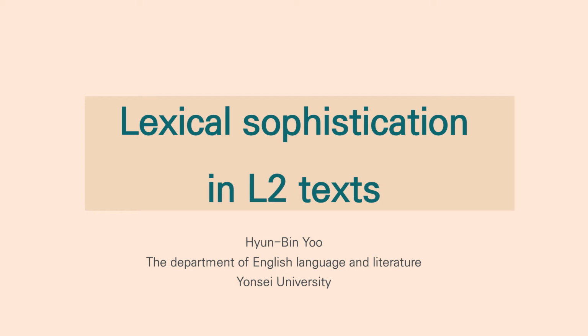Hello everyone, in this video I'm going to talk about lexical sophistication and how to measure lexical sophistication in L2 texts using an automatic tool, TAILS. L2 means the second language. In this video it refers to English.